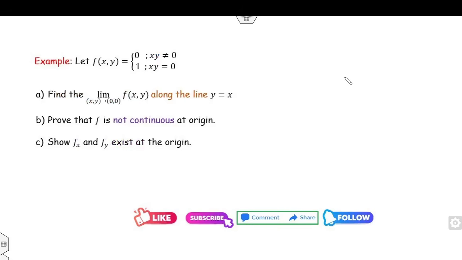For example, look at this case. A function is defined as 0 if x and y are non-zero, and 1 if the product of them is 0. Can you find the limit, discuss the continuity, and show that the limit exists, that is, the function exists? Okay, first of all, can you draw the graph of this?